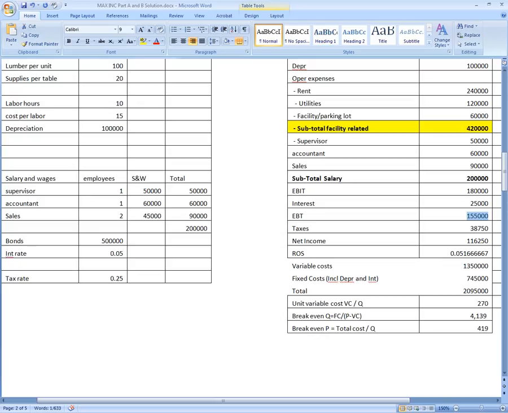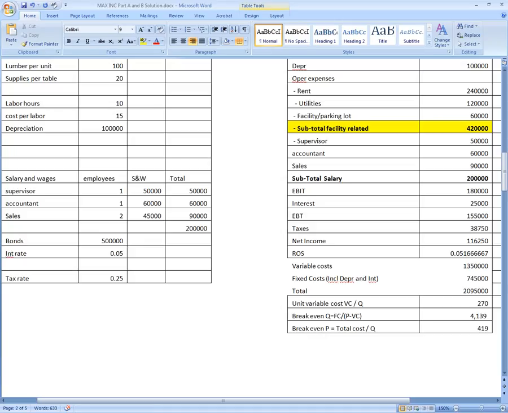Our assumption is the tax rate is going to be 25%, so we basically take our earnings before taxes and multiply that by 0.25. This cell will be the cell where you have earnings before taxes right here, and you're going to go to the cell, multiply it with the tax rate, and you should get that number. Now the net income is what you got left after you paid your taxes, so this cell will be earnings before taxes minus taxes, and you get that number.